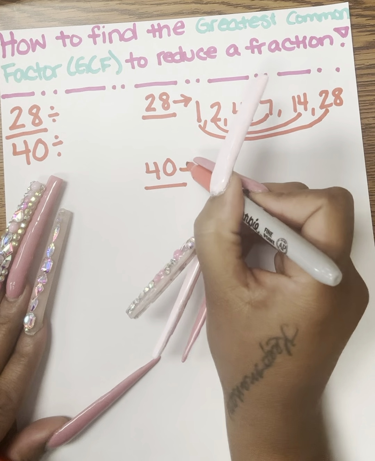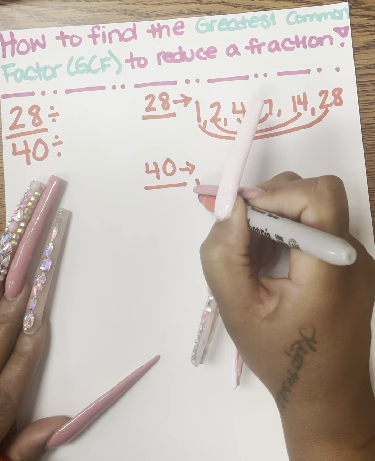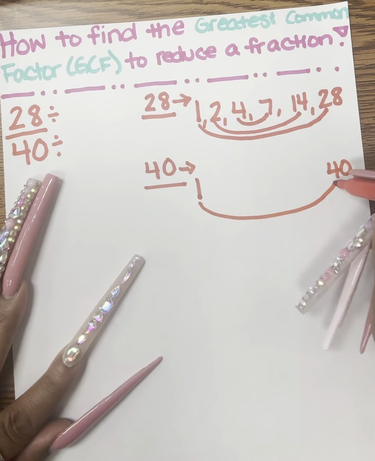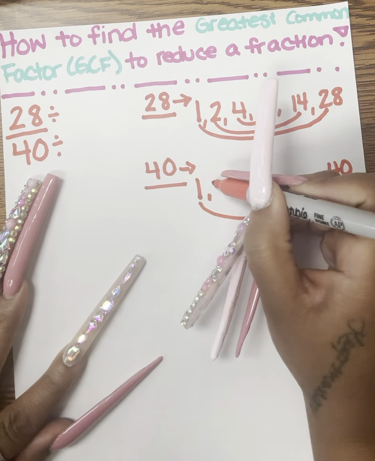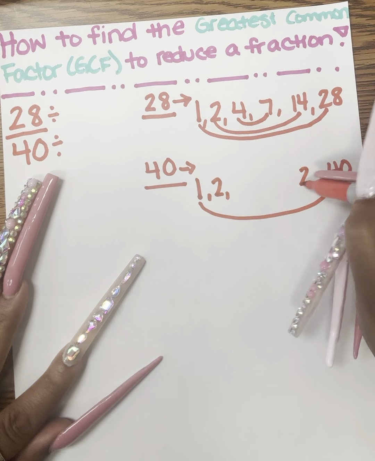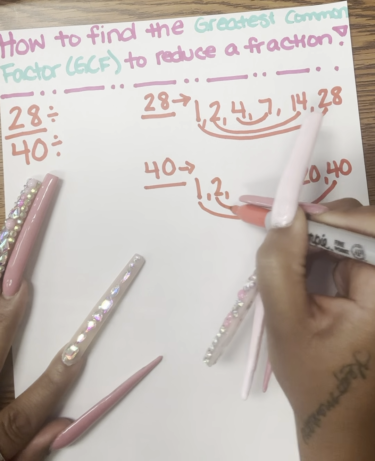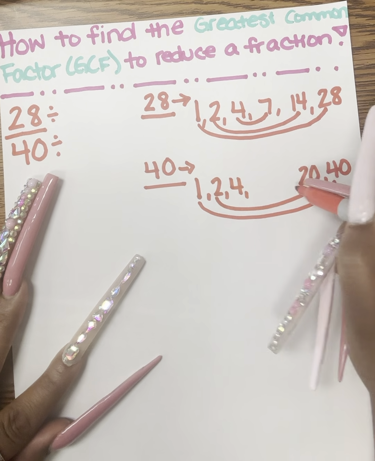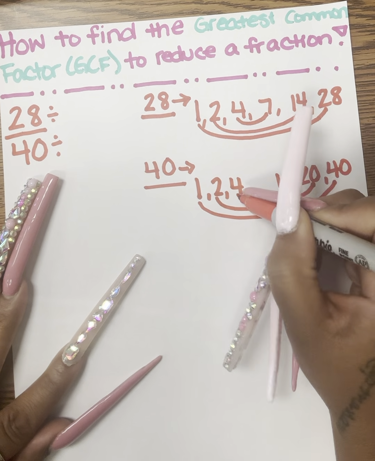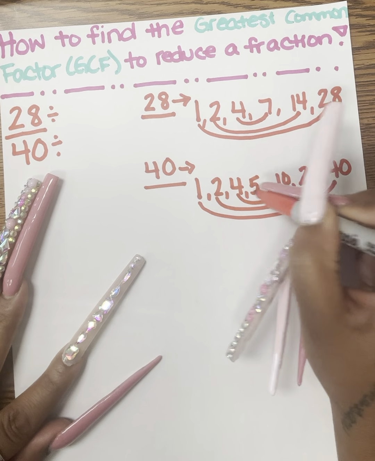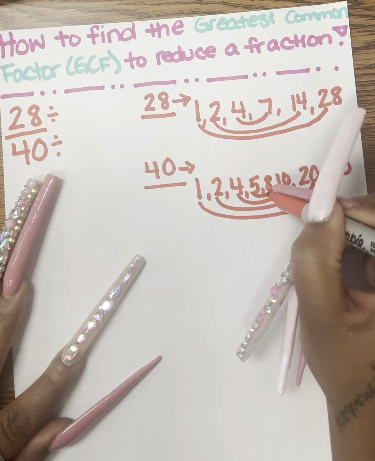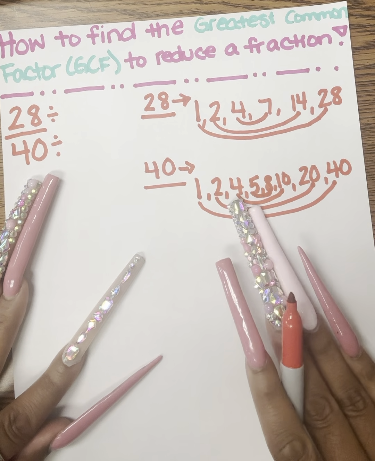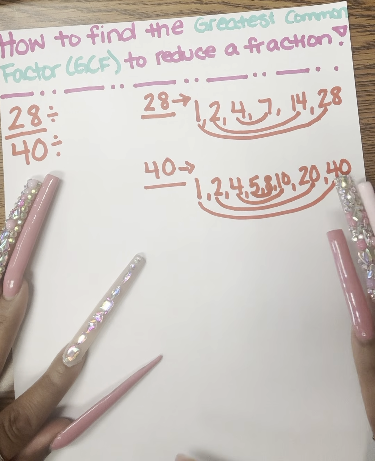Now let's do 40. I can, again, multiply 1 and itself always as my first factor pair. I can multiply 2 times 20. Nothing times 3, I can multiply 4 times 10. 5 times 8. And those are all of my factor pairs of 40. 1, 2, 4, 5, 8, 10, 20, 40.